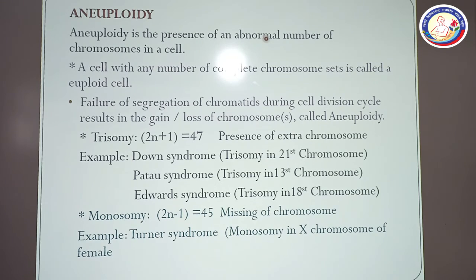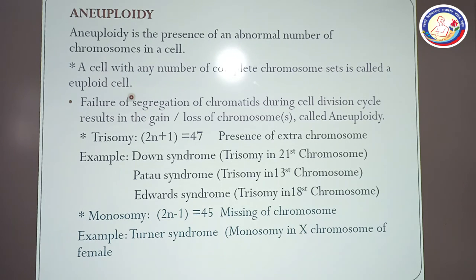Aneuploidy is the presence of an abnormal number of chromosomes in the cell. There will be an abnormal chromosome in the cell. A cell with any number of complete chromosome sets is called a euploid cell. If the cell has the complete number of chromosomes, that is known as euploid, and if the cell has an abnormality, then it is aneuploidy.